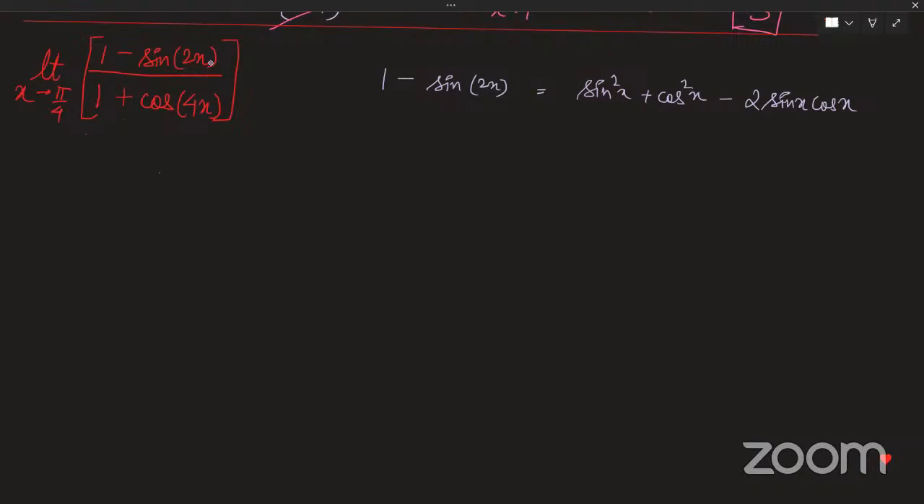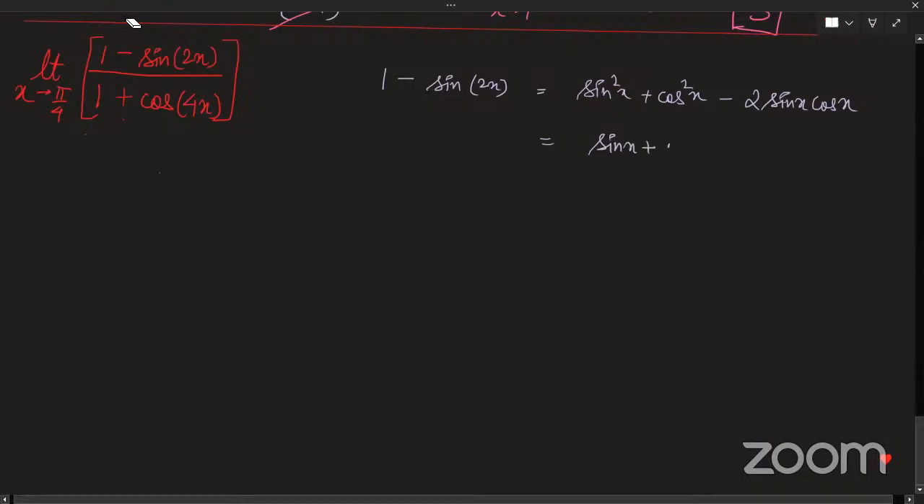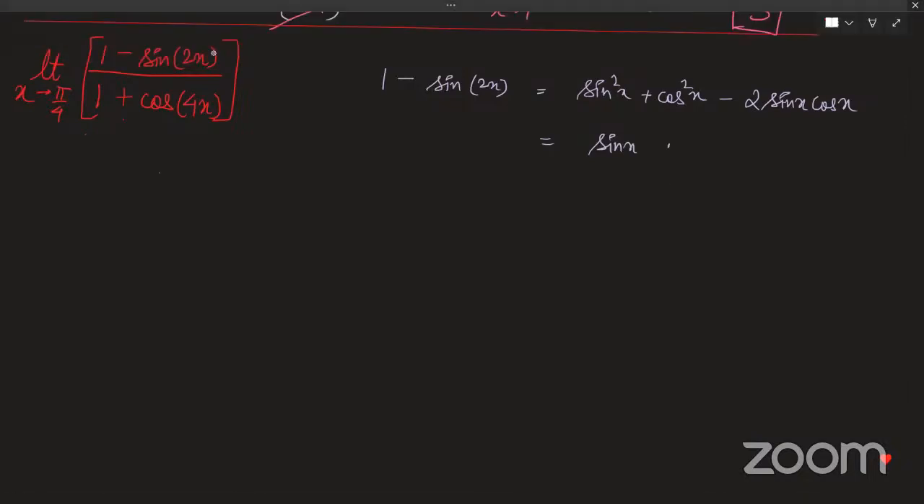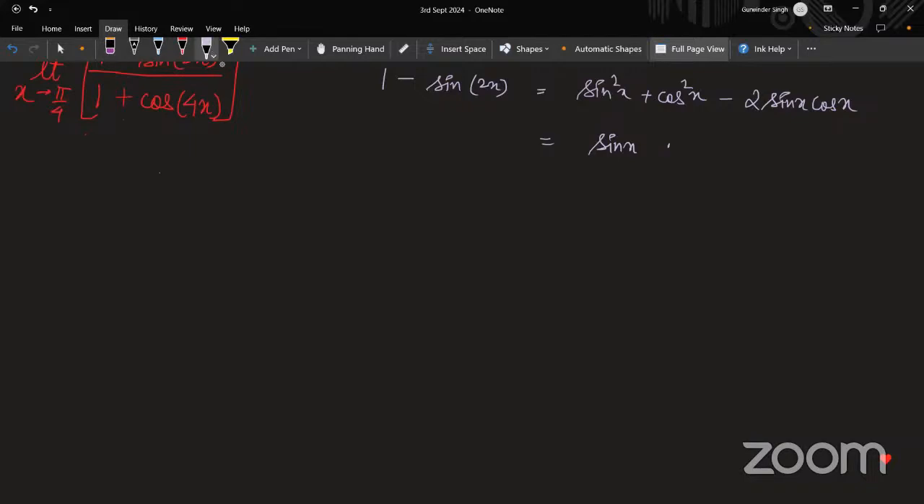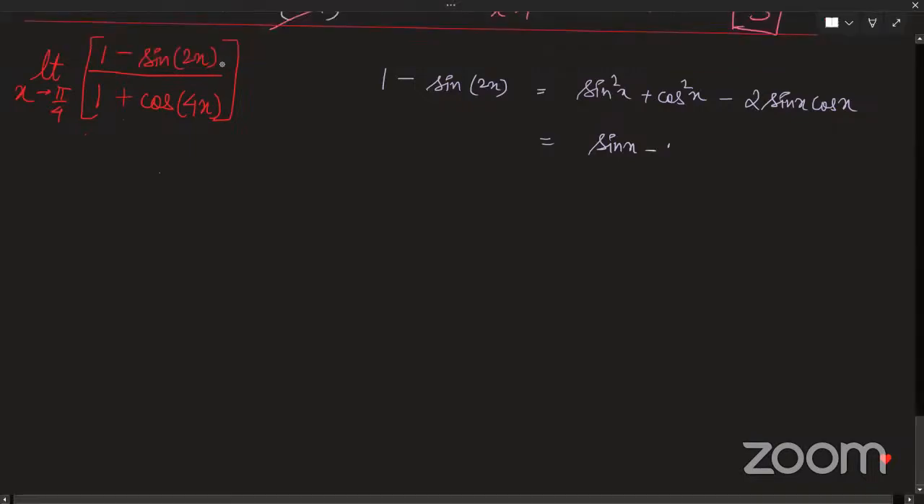Okay. So this is basically sine x plus cos x whole square, right? Sine x minus cos x whole square. Right? A square plus b square minus 2ab. So sine x minus cos x whole square.